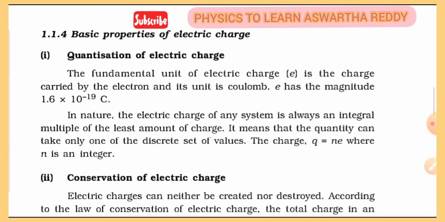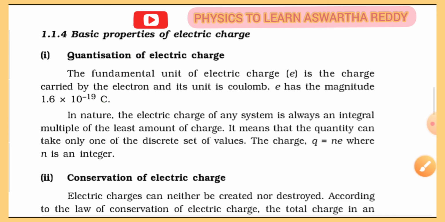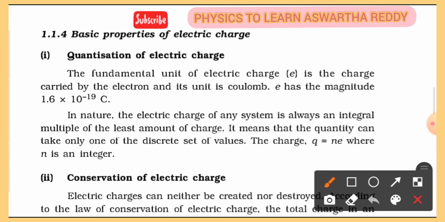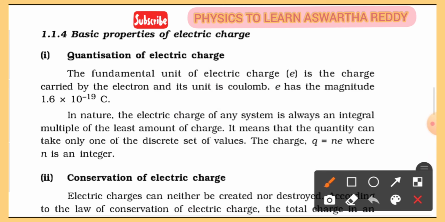Now the basic properties of electric charges. Based on this, we can talk about quantization of electric charge. The fundamental unit of electric charge, denoted by small e, is the charge carried by one electron, and its SI unit is coulomb. e has a constant magnitude, that constant value being 1.6 into 10 to the power of minus 19 coulombs.